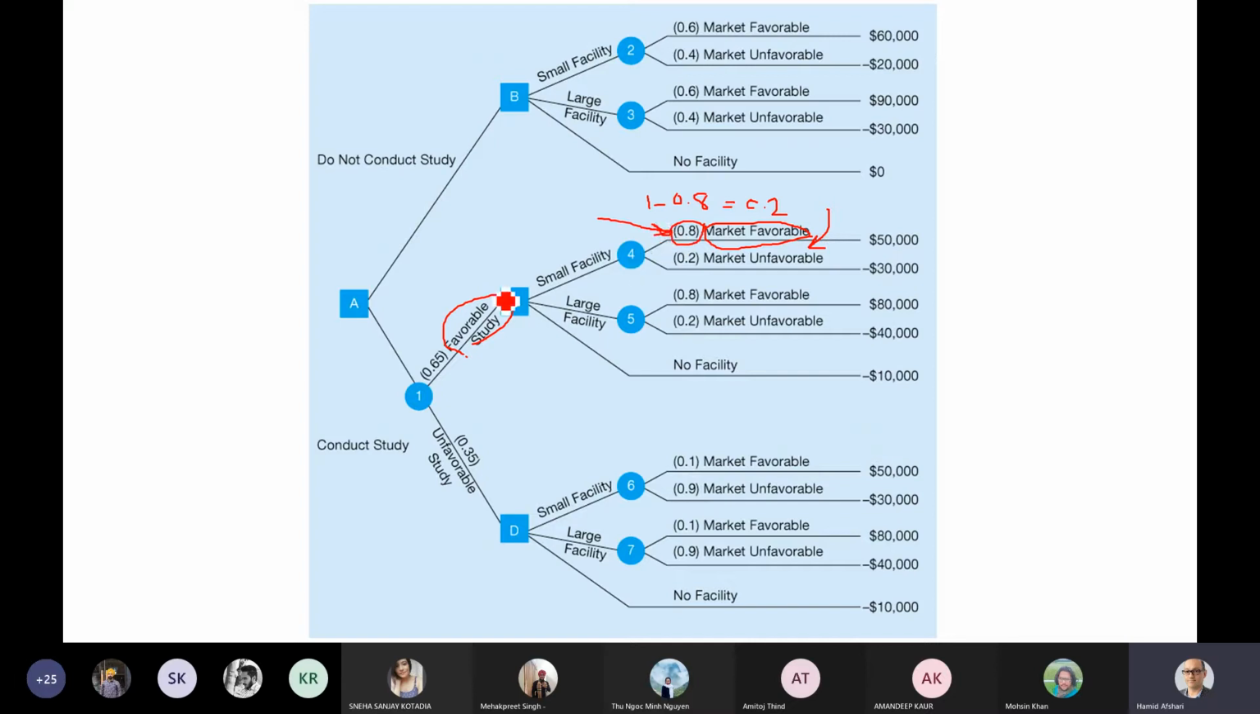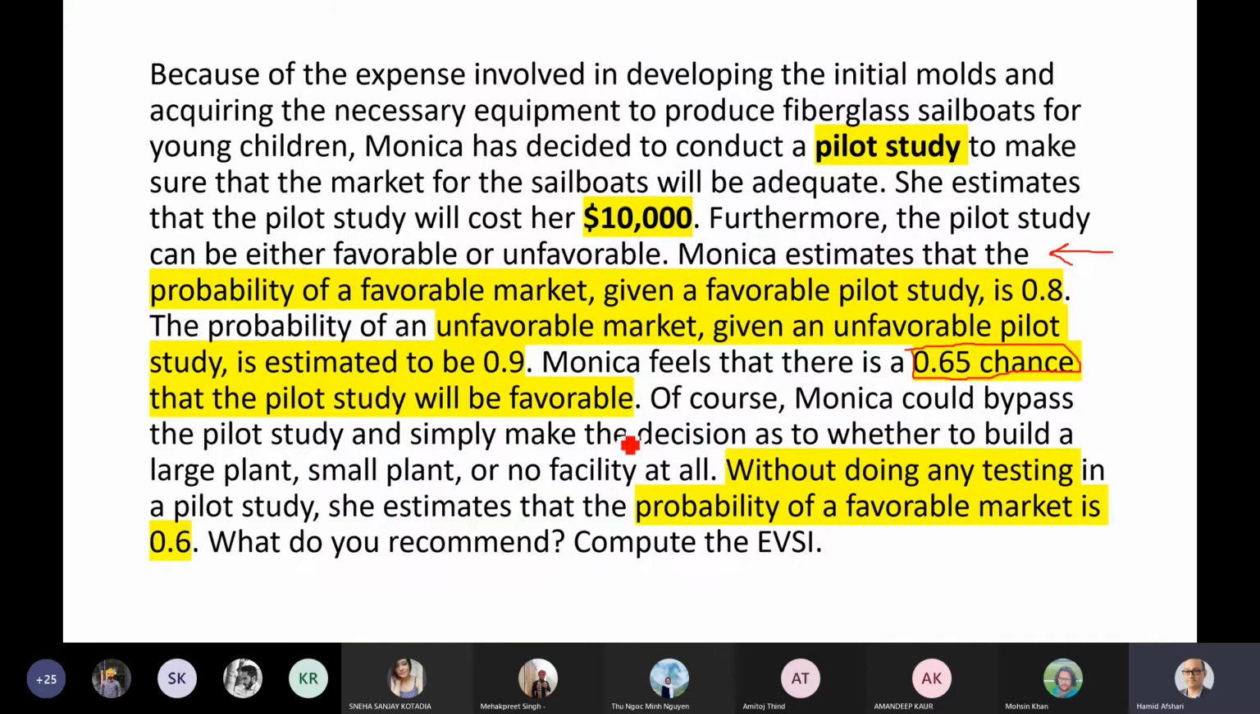If you have favorable, you can easily calculate unfavorable by deducting 1 minus 0.8, which is the probability of favorable market. Okay, the same for the rest. So 0.8, 0.2, the same as the small and large plant. We also have another state, another branch, which is unfavorable. So favorable, unfavorable, and unfavorable, unfavorable. Two different states, two different conditional probabilities.